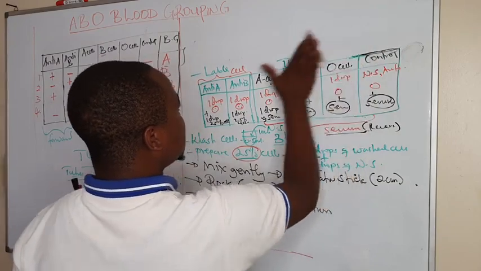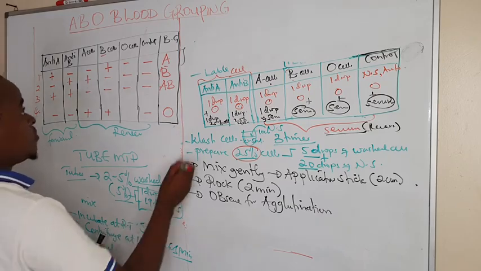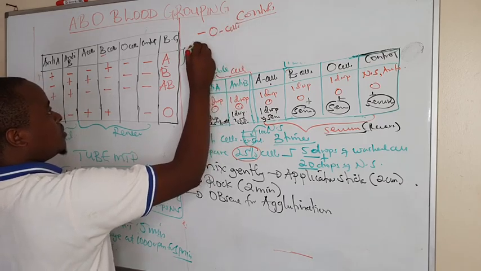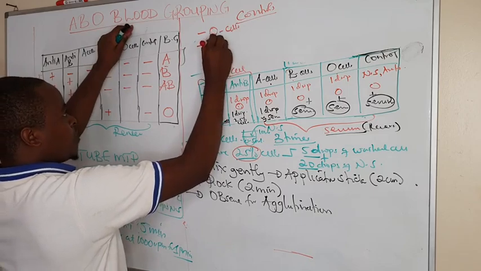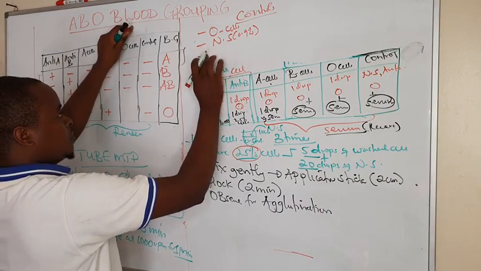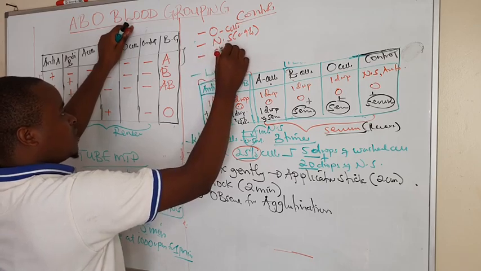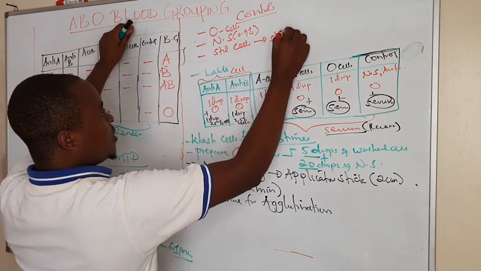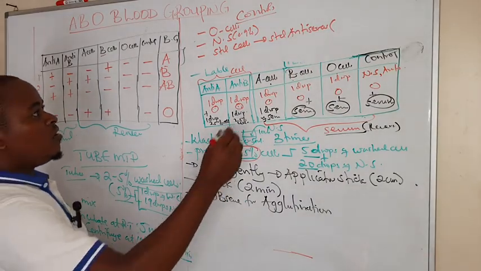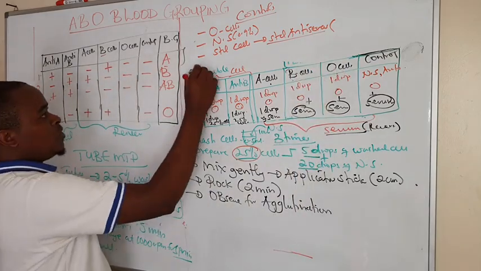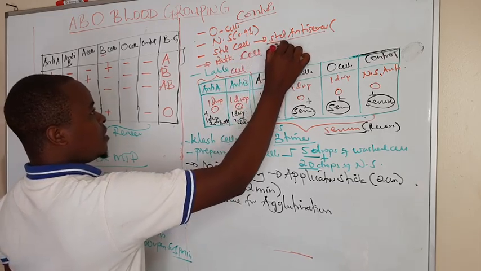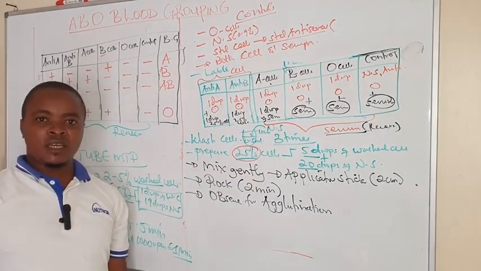The controls we use in blood grouping: we can use O cells, we can use normal saline, that is 0.9%, and we can use standard known cells against standard known antisera. These we use to check for specificity, affinity, and avidity of manufactured antisera. Then we can also do both forward, that is cell, and serum grouping concurrently, also to rule out any discrepancy.